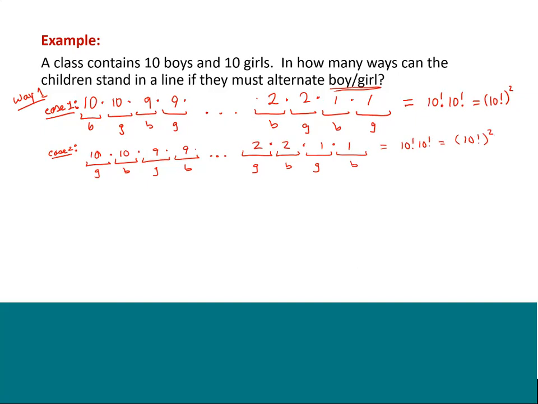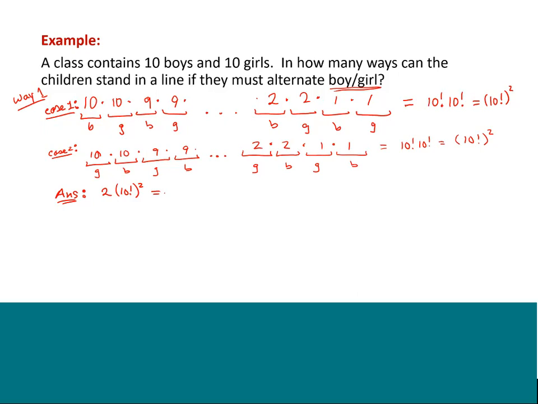And even though the order or the specific orientation of the girls and the boys have flip-flopped, the total number in this second case is still exactly the same. So the answer here would be 2 times 10 factorial squared, or I really should say, in terms of counting, the proper answer is always whatever the integer is.